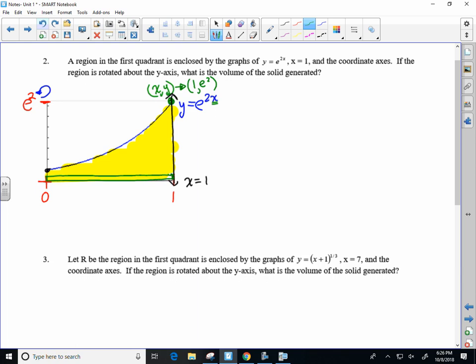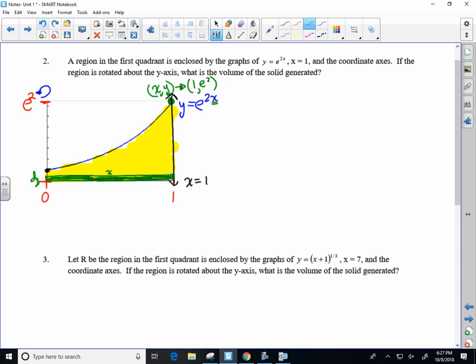So, skinny little rectangle shaded in, try to make it look halfway decent. That's got a thickness of dy. It has a length of x in terms of y. So the question becomes, if I'm using the washer method, what would I subtract from that? Well, actually, it turns out that you're not using the washer method at all points in this problem.